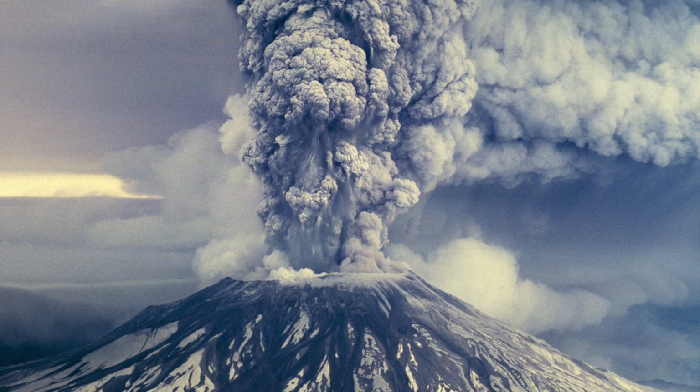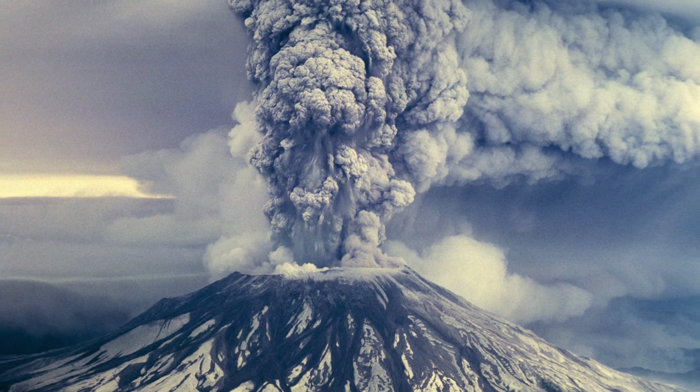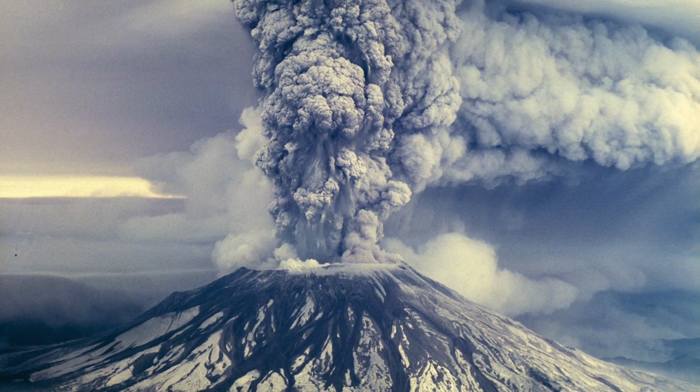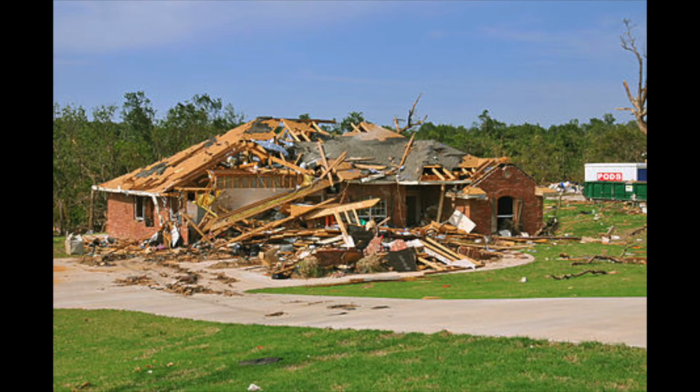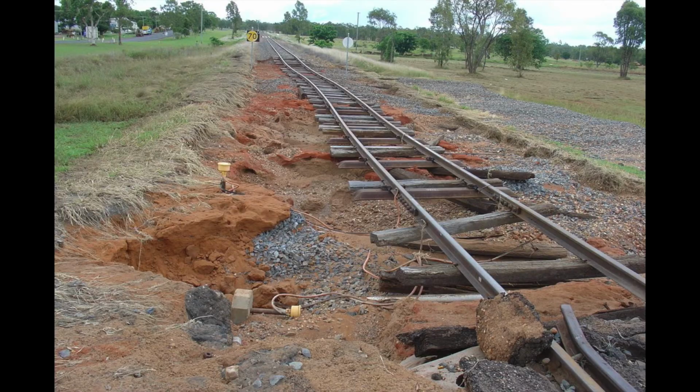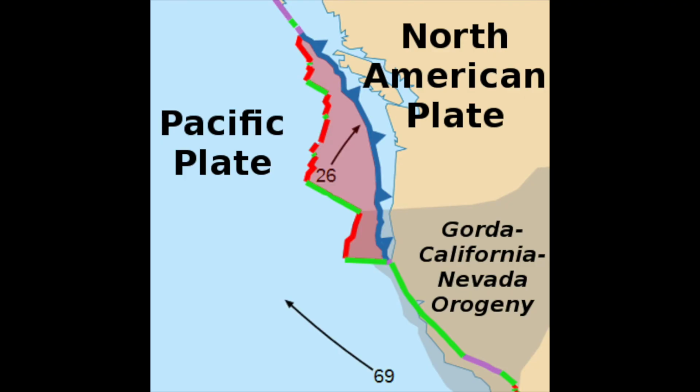An example of a composite volcano is the Mount St. Helens eruption in 1980 on the 27th of March. The eruption destroyed over 200 homes and many roads and railways were damaged. Mount St. Helens was formed by the Juan de Fuca plate subducting beneath the North American plate, which formed Mount St. Helens and many more volcanoes along the plate boundary.